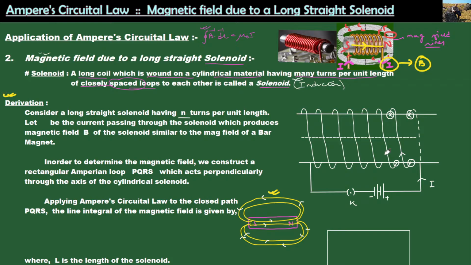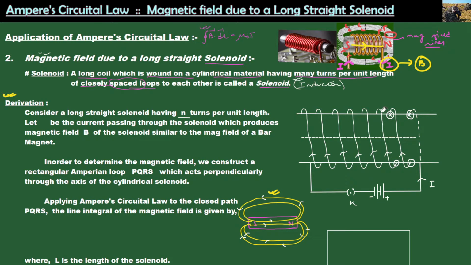Again, from here the current moves like this, and then from here it comes out in this direction. And then the current from here moves out and comes out in this direction. So all these will be the directions in which the current is moving. It moves in this direction, and similarly for all the different turns.